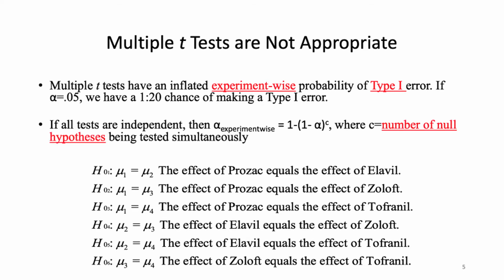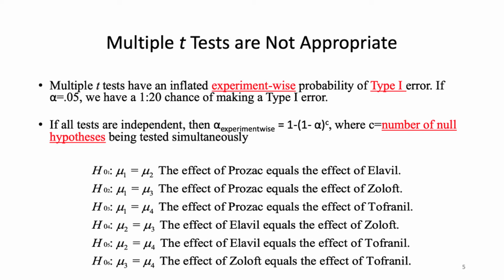So if all the tests are independent, then we have something called alpha experiment-wise. So we can calculate the p-value below which a test needs to be found to be statistically significant. Actually, the test score goes up and the probability of type 1 error goes down. So alpha experiment-wise is equal to 1 minus the difference between 1 and alpha, to the power of c, where c is the number of null hypotheses being tested.